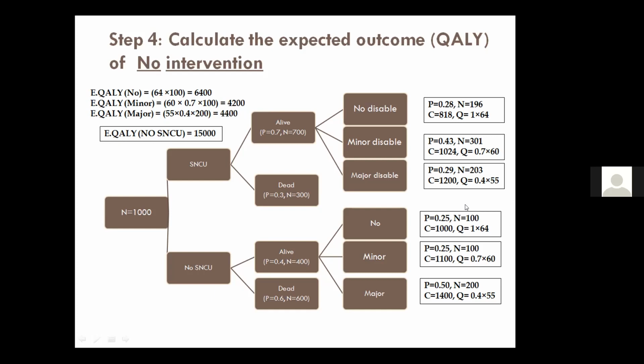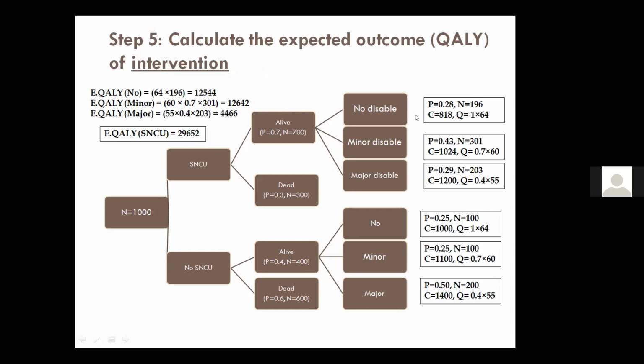So good. So with no intervention, you have got the numbers, you add them, and it will become 15,000. Now you can do the last step with intervention. Now tell me, how do you do that? With intervention.